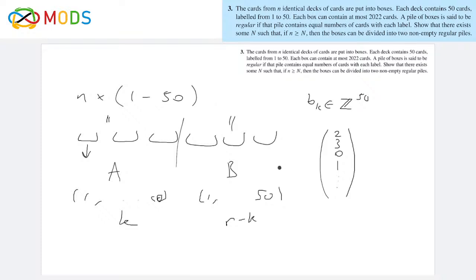There are only finitely many types of boxes, right? Yeah. At most, it's like 2021 to the 50. Shouldn't it be 2023 to the 50? Because you can have all the numbers from 0 to 2022. Yeah.